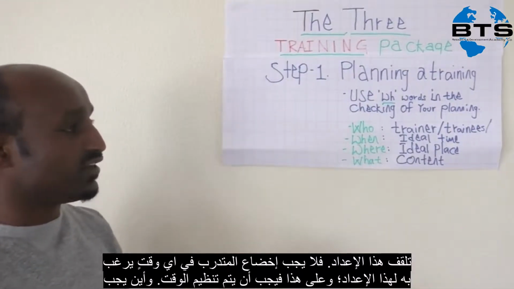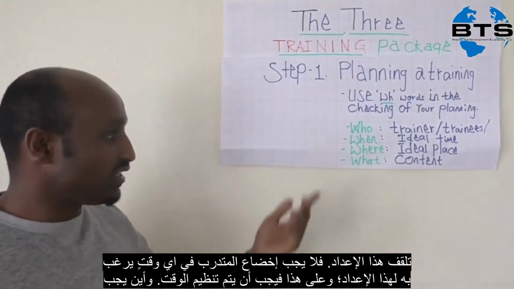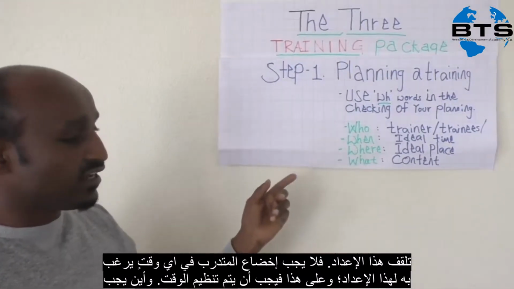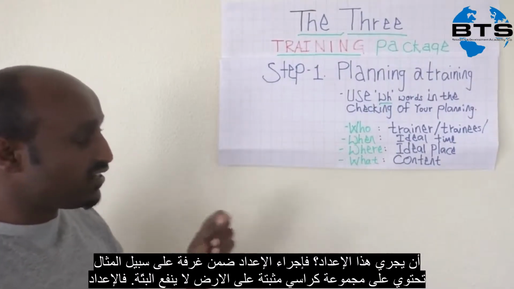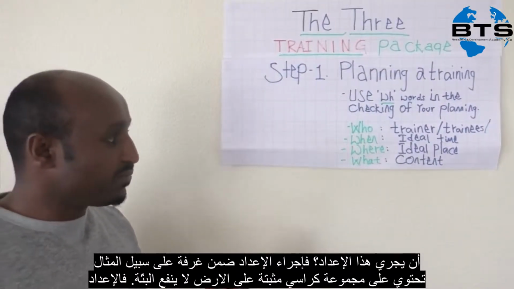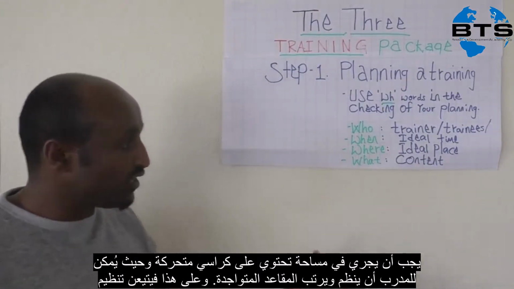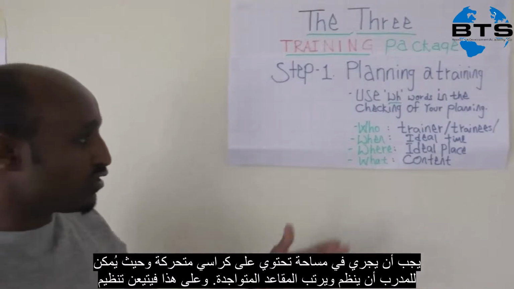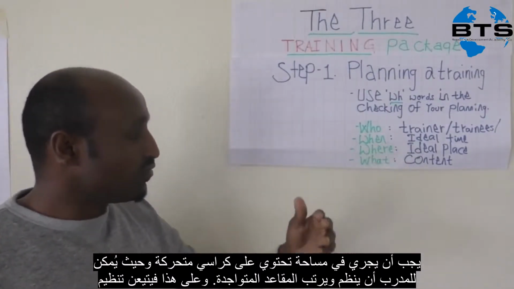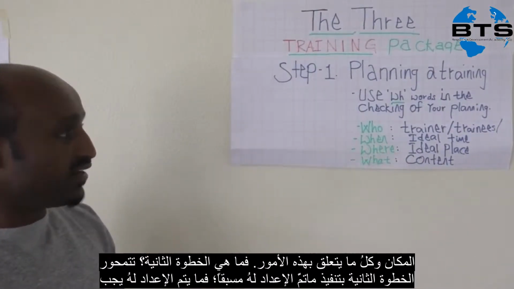Training should not be given anytime a trainer wants. So a time has to be planned. Where is it? For example, in a room with chairs fixed to the floor, training cannot be given. A training can be given in a movable chair area, an area where a trainer can shape the seating arrangement. So place, a venue, all these things should be well planned.